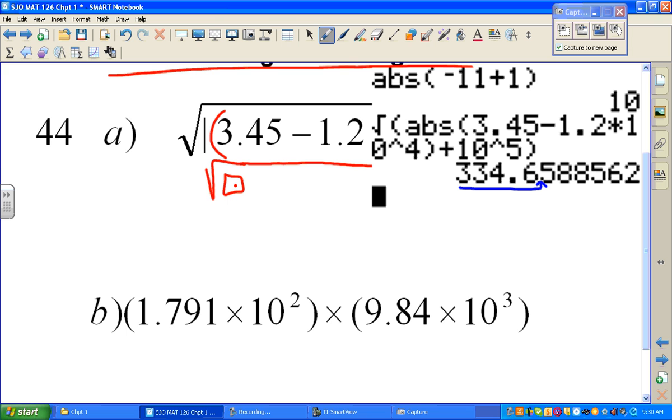Okay. So now I got 334.7. Now I go to scientific notation. 3.347 times 10 to the second. I use an asterisk for multiplication because it's like a TI symbol. Anybody else get that, or am I way off?